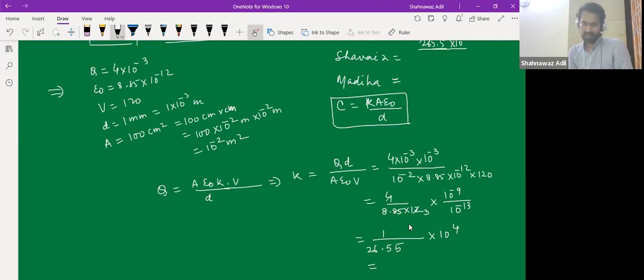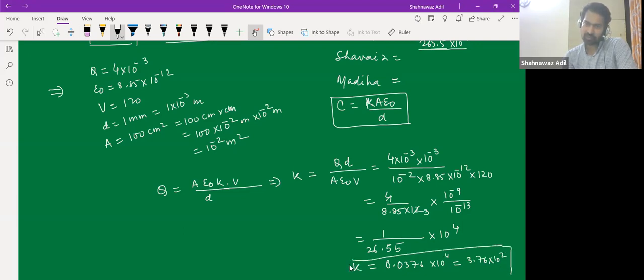You also could have used the calculator. So this is 0.0376 into 10 to the power 4, which is 3.76 into 10 to the power 2.